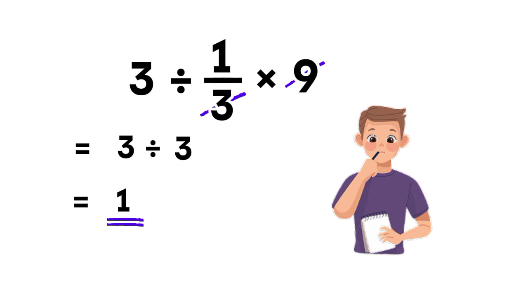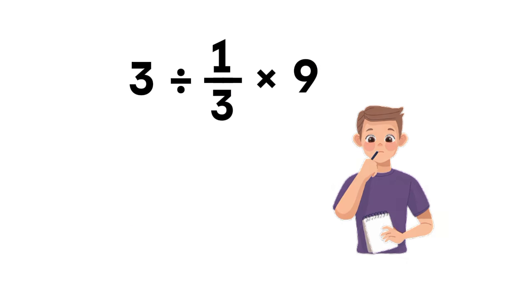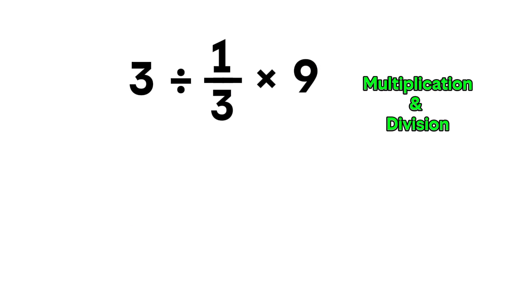Okay, pause for a second. Something feels a little off here. Let's slow down and think carefully. Remember, multiplication and division actually have the same priority, and the rule is we always go from left to right. That means we need to handle the division first before multiplying. This is where the trick is.